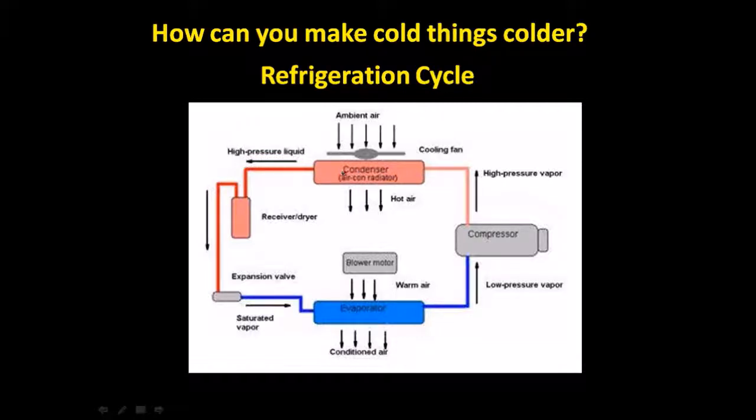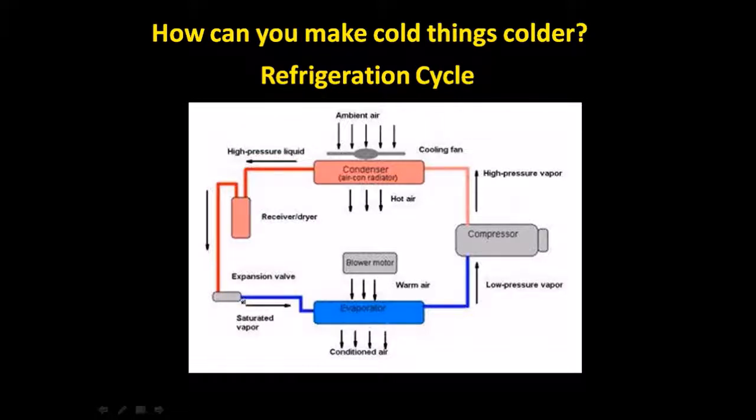And that phase change from vapor to liquid requires the giving up of a lot of energy to the air. So that's why you have such hot air coming out of that outside air conditioning unit. And so it's phase changed into a liquid. This dryer is just removing any water that's in the system. And that high pressure liquid goes into an expansion valve.